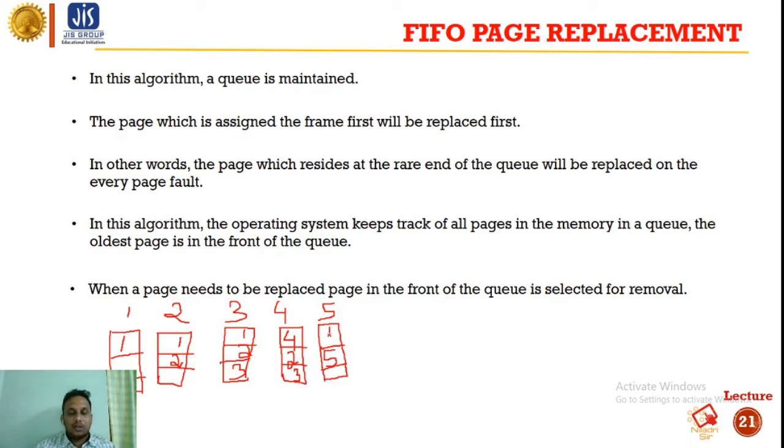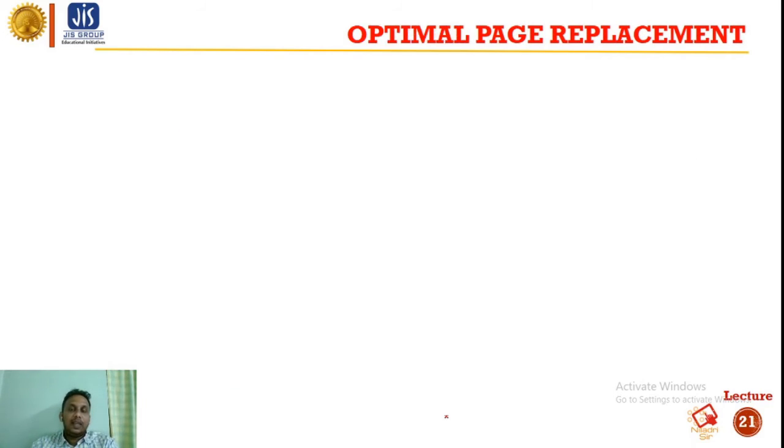So now we have 4, 5 and 3. This is the funda of the FIFO page replacement algorithm: the first one which has been inserted will be replaced with the new one. Next comes the optimal page replacement algorithm.